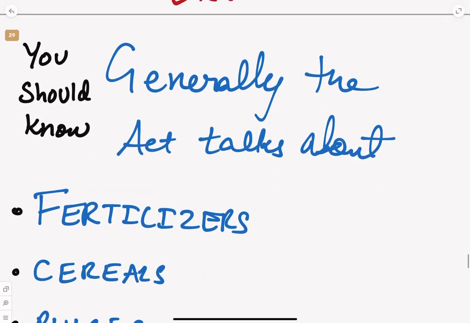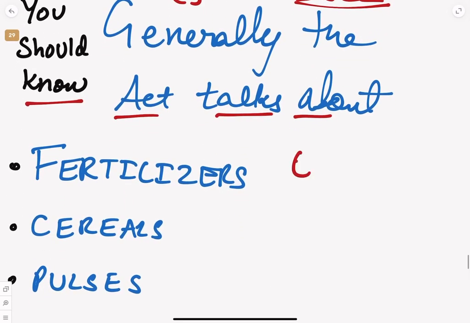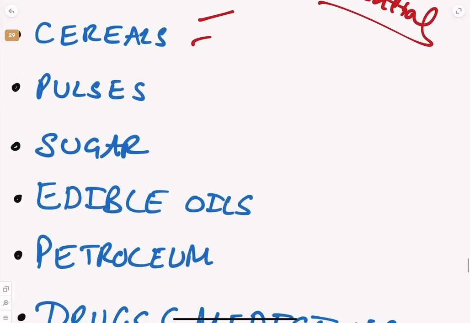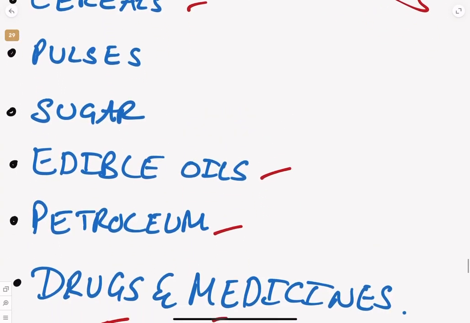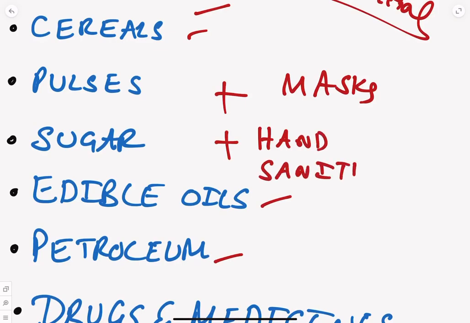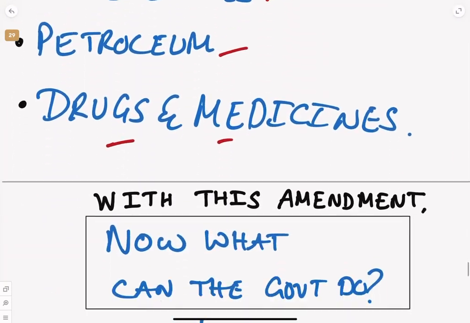Now, before that, as a student of CS, as a student of EBCL, as a student of this act, you should know generally what this act talks about with respect to the essential commodities. What does this act say is essential, right? Fertilizers, cereals, pulses, sugar, edible oils that which you'll eat, petroleum products, drugs and medicines. These are generally called essential. So now we are going to add masks and we are going to add hand sanitizer. So here the only thing is this is temporary as of now because there is a sudden demand. Later these items can even be removed from this list, right? That is what you have to understand.